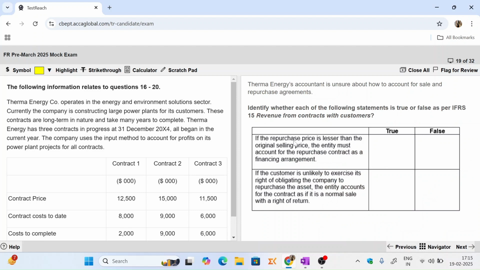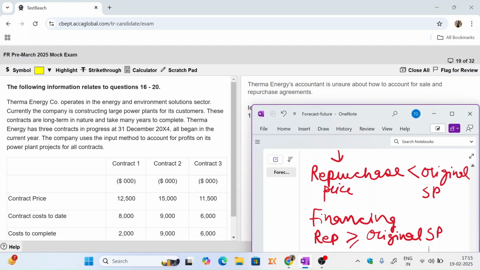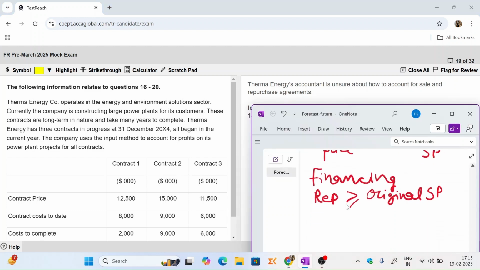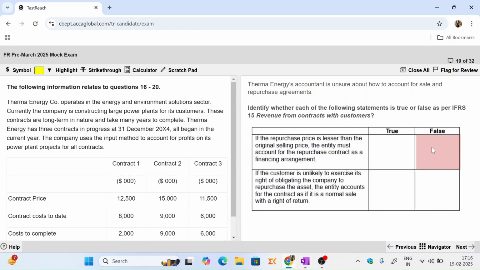So the very first statement says, if the repurchase price is lesser than the original selling price, it is a lease. And according to the statement, the entity must account for the repurchase contract as a financing arrangement. When is it a financing arrangement? When it is more than or equal to. So that means this statement is false.